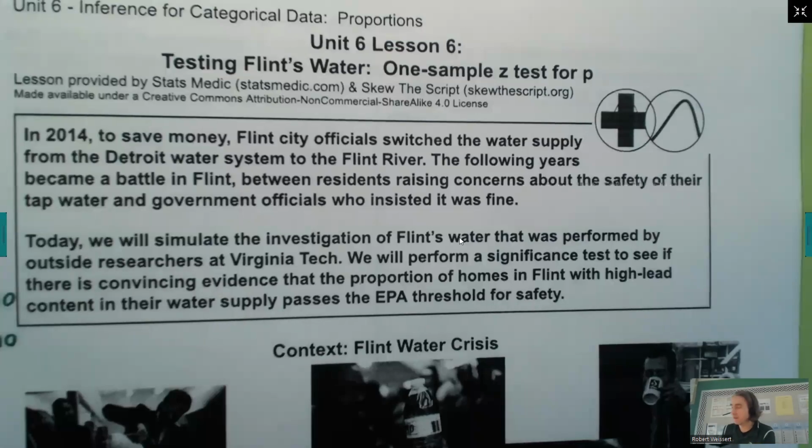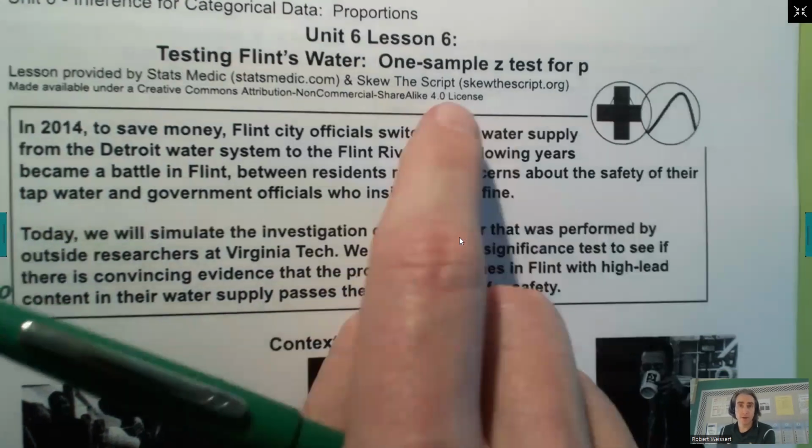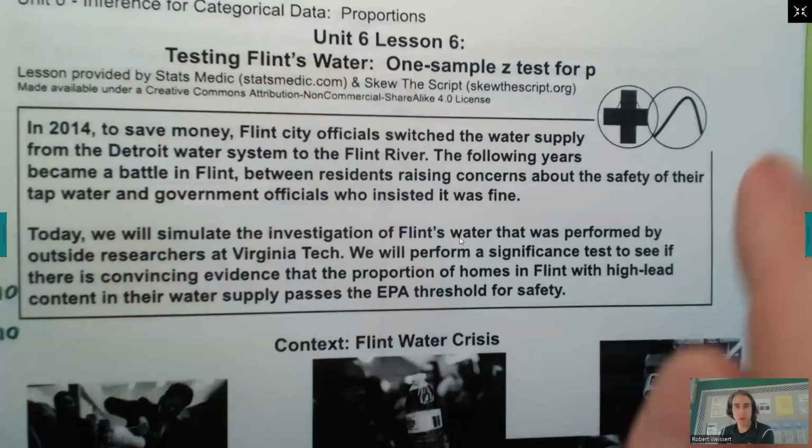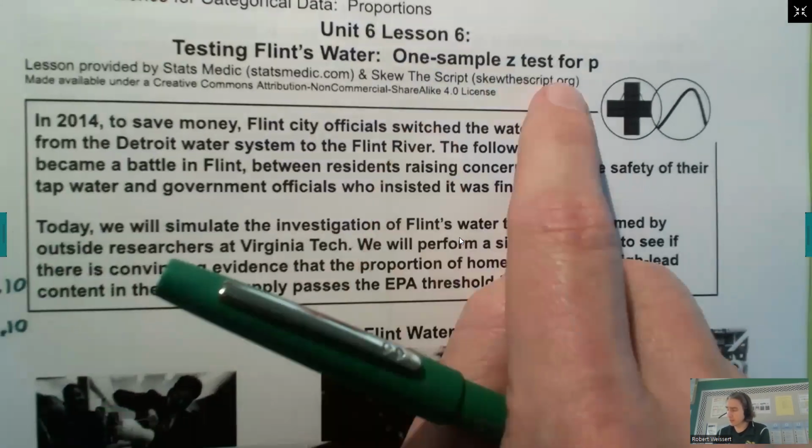Hi, this lesson is going to be a follow-up to the Flint water crisis. This is a Skew the Script lesson, but this is going to be using some sample data that we're going to collect. In your notes, this is going to be from pages 20 to 22. This is Unit 6, Lesson 6, and it's going over a one sample z-test for p.